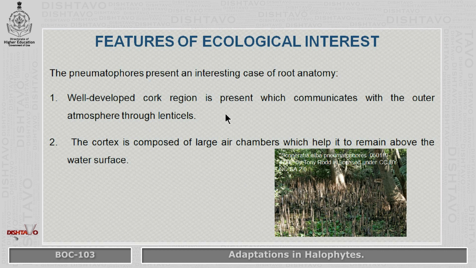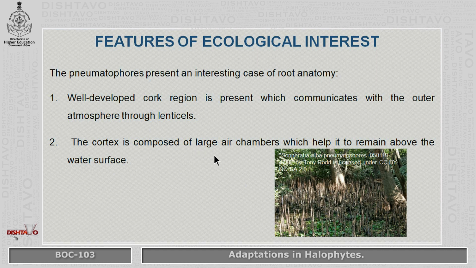The most striking features of nematophores with respect to ecology is that they have a well-developed cork region which communicates with the outer atmosphere through the lenticels. Now these are the nematophores. You can see this, they are negatively geotropic.